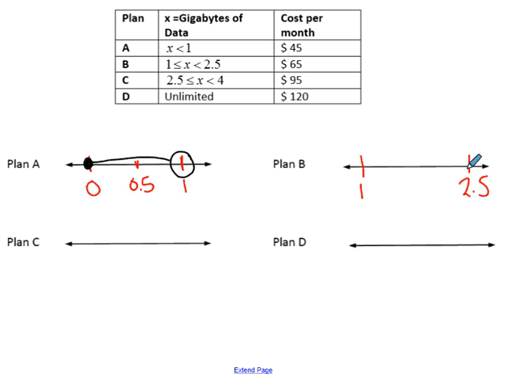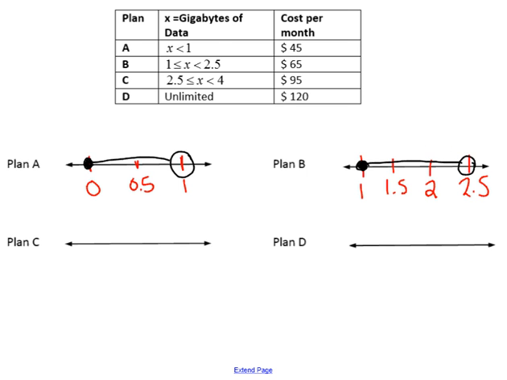And just to have a couple tick marks in between, maybe I'll call this 1.5, and I'll call this right here 2. Again, that's not needed, but it looks nicer to have a couple tick marks in between. So I know that at 1, I can have exactly 1 gigabyte of data in plan B. So I'm going to put a normal point right here. But I cannot have 2.5 gigabytes of data because this is just less than, not less than or equal to. So I'm going to put a big circle there. And just like I did on plan A, I'm just going to connect these two.